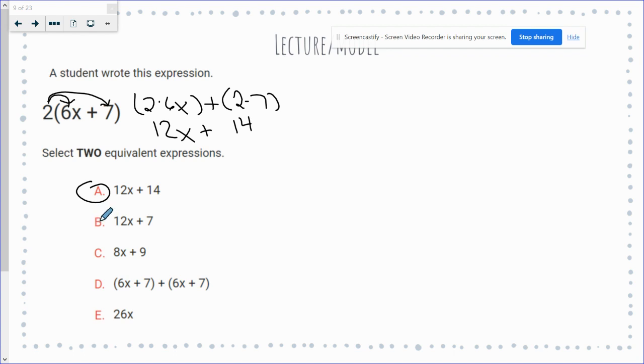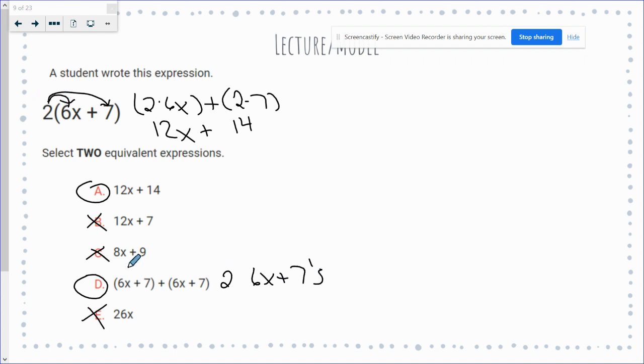I know it's not b because that would mean that we didn't multiply the second term, and we have to multiply both terms. I know it's not e because we need a constant there somewhere. We're not adding 12 and 14 to get 26x. That's not how it works. And 8x plus 9 doesn't have anything to do with anything. But option D here does work because we have 2 (6x plus 7)'s here.